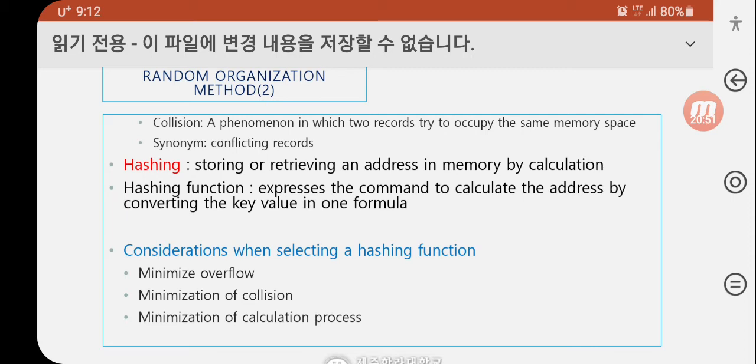Collision is a phenomenon in which two records try to occupy the same memory space. Synonym is conflicting records. When selecting a hashing function, we consider minimizing overflow, minimizing collision, and minimizing calculation processes.